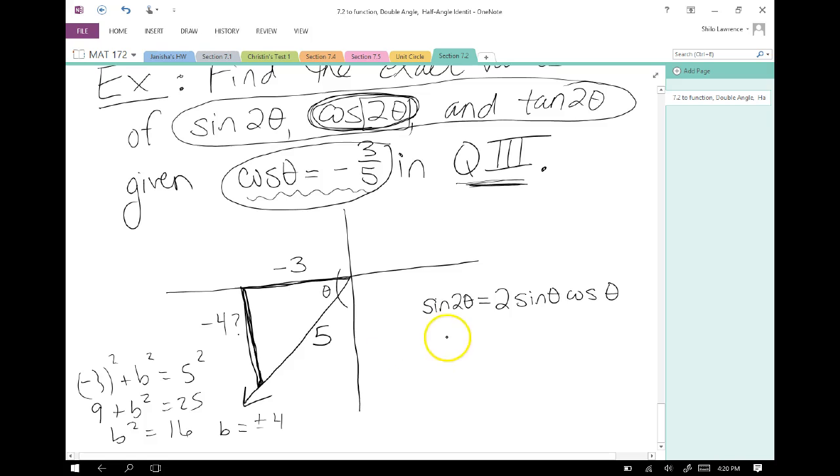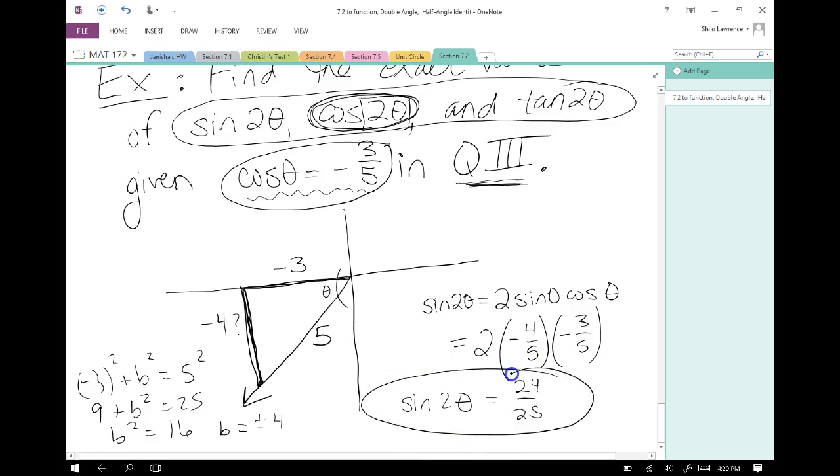So for sine 2 theta, we need to do 2 times the sine of theta. Sine is opposite over hypotenuse, so negative 4/5, times cosine theta, which is adjacent over hypotenuse, which is negative 3/5. And multiply it all together. Sine of 2 theta equals 24 over 25. Because we got a double negative, they will cancel each other out. 24 over 25.